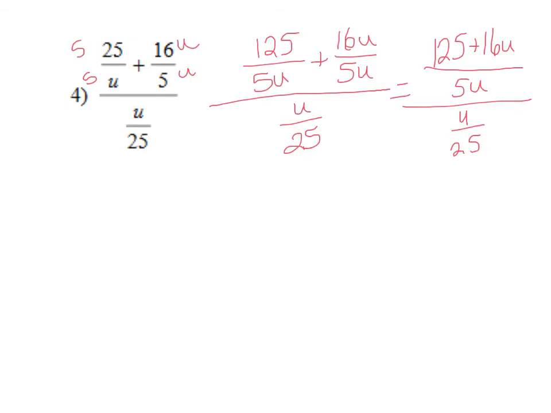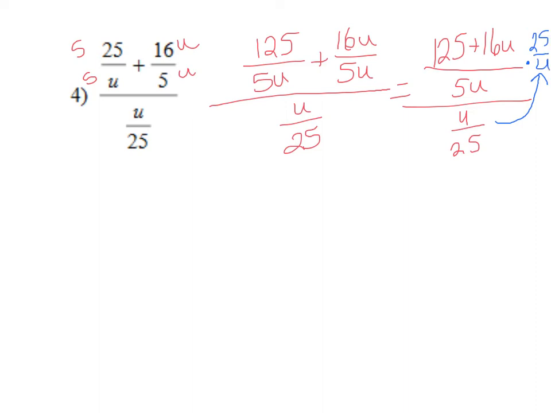Okay, so this is where you should be. You had to get a common denominator. It would have been 5u, and when you got that, you would have ended up, after you condensed it together, with 125 plus 16u over 5u. So now I'm ready, once I have that all condensed as one fraction, to bring this up and multiply by the reciprocal. So change this to multiplying by 25 over u.